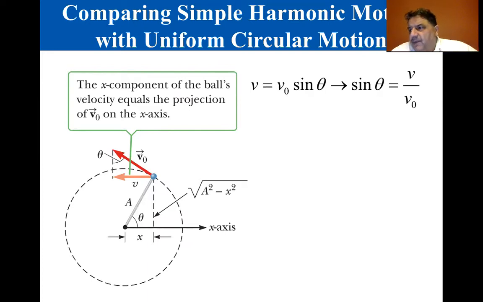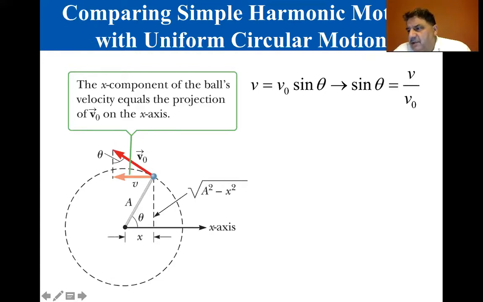In this figure, a ball is moving with a constant speed v sub 0 in a direction tangent to the circular path. At this instant, the velocity of the ball in the x direction is given by the expression shown: v equals v0 sine theta. And sine theta happens to be v over v0.